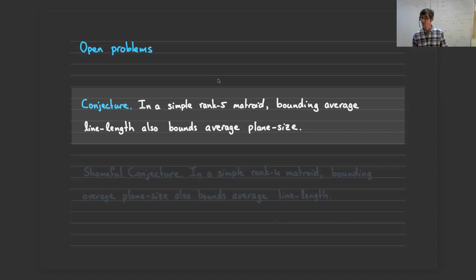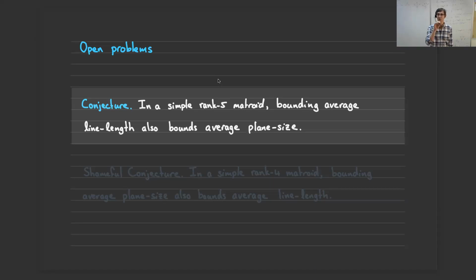If this conjecture is true, it'll be extremely strong because it's basically saying that as soon as you know that Melchior's result is true for real representable matroids, you automatically know that in rank 5, the average plane size is bounded. We had to work fairly hard to prove that result, and this would just give it for free.